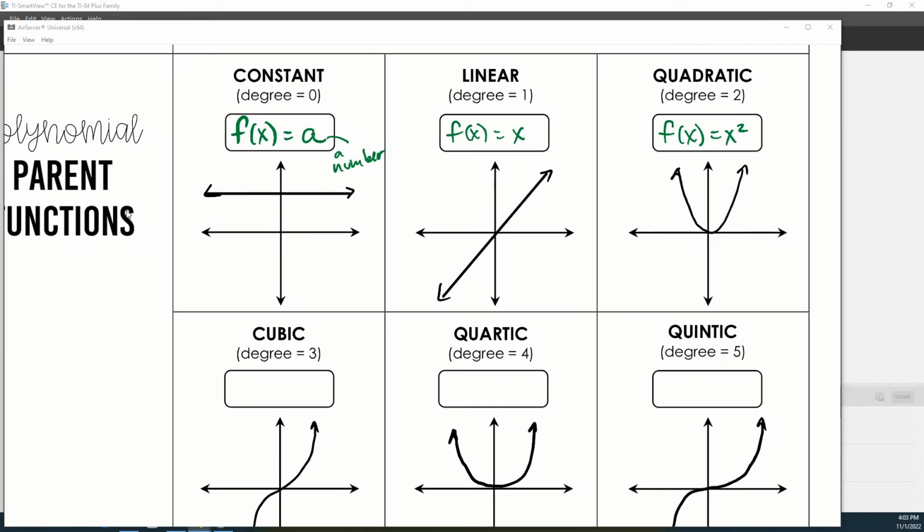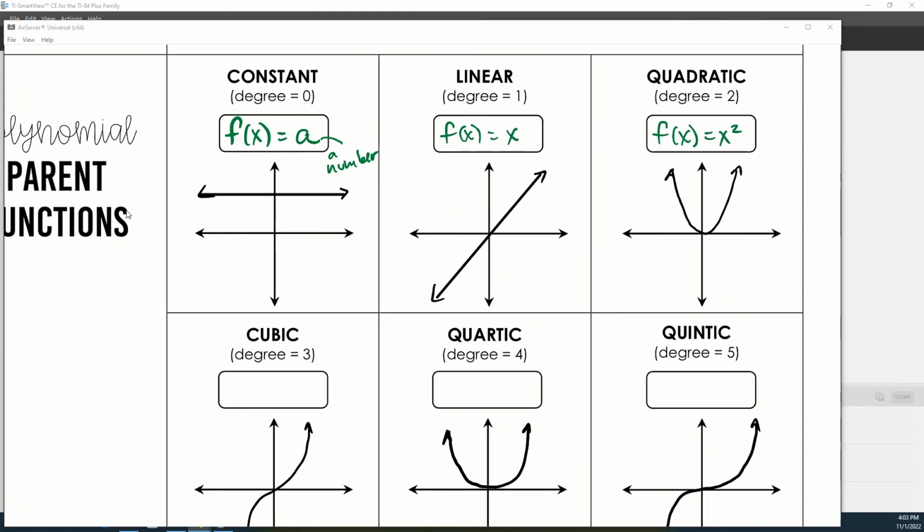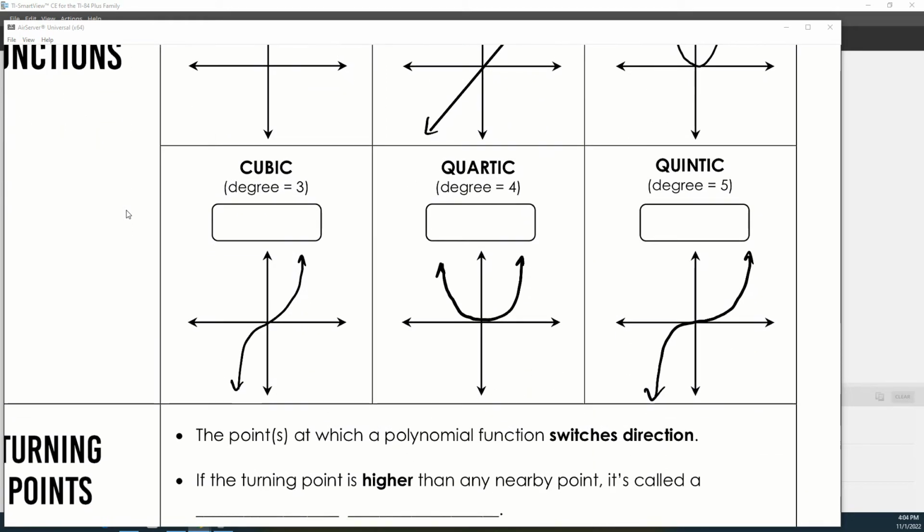Right, and then those are what those parent function graphs look like. A constant is going to be a horizontal line. The linear parent function is going to be a slanted line with a slope of 1. A quadratic function is going to be a parabola that goes through the origin. And then we have a cubic function. The parent function is f of x equals x cubed. And it looks like this shape.